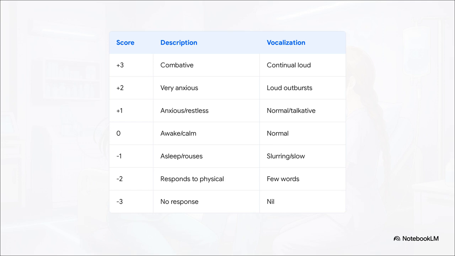But here is the major high-yield fact for your exams. Medication is typically given at an SAT score of +2 or higher. That's that very anxious and agitated state, assuming, of course, they haven't been calmed down by verbal techniques yet.